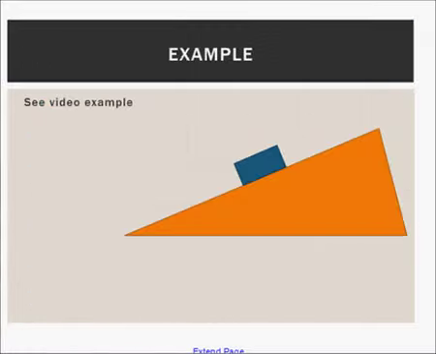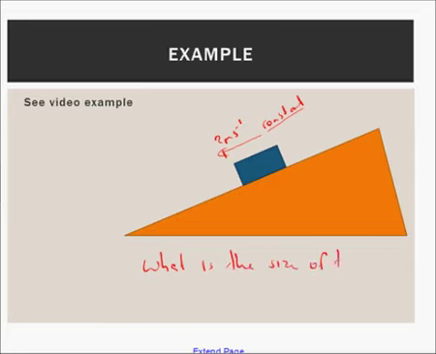So what we've got here is a block on a surface. What we have to look at here is Newton's first law. Let's look at the fact that if this thing was going at, let's say, a constant velocity, going down this way at 2 meters per second, constant velocity, then I want to know what is the size of the friction. So let's call it A.